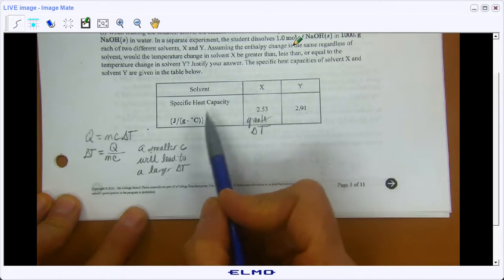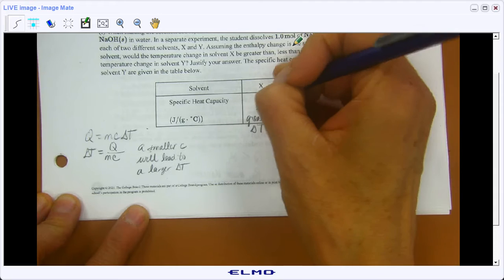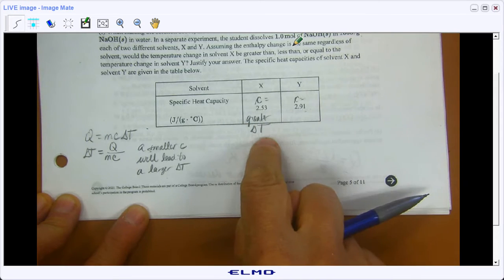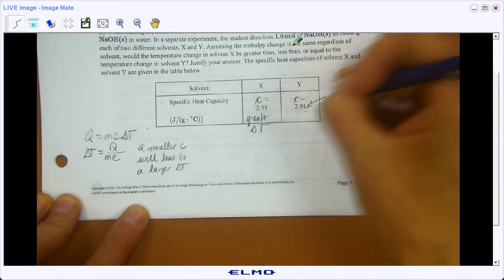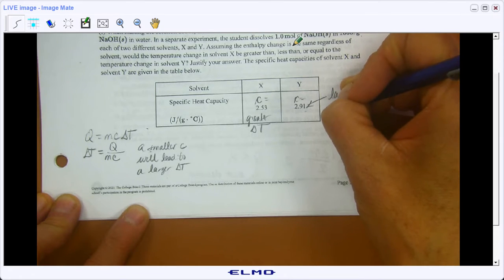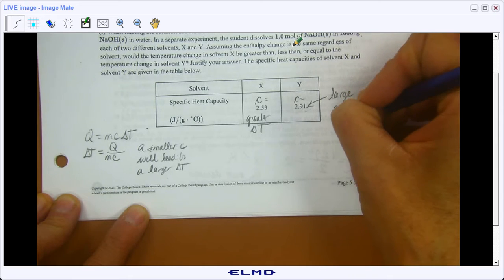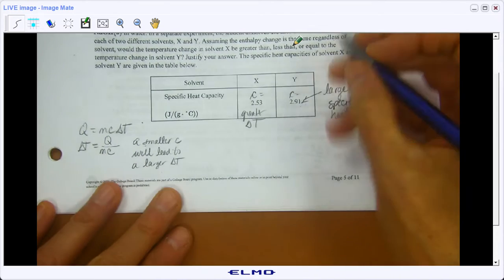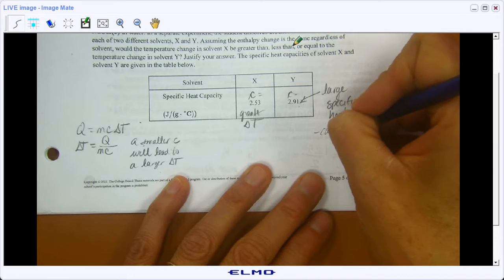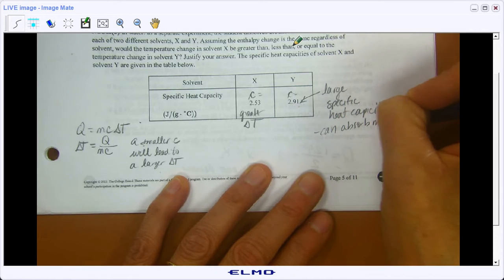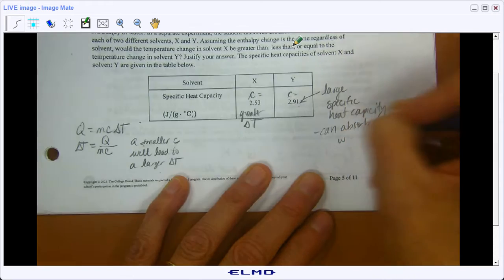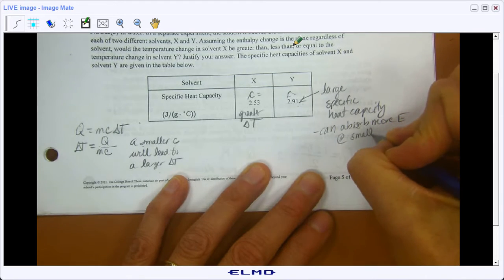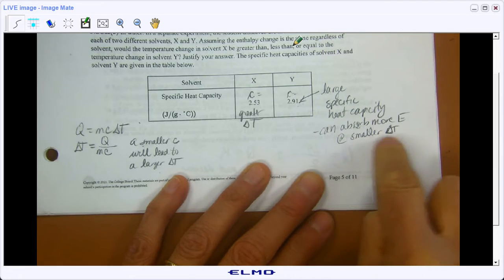Moving on. Okay, so remember, this is the lowercase c, and the larger the specific heat capacity, that's what this is called, the more heat it can absorb without changing temperature. It can absorb more energy and increase at a smaller delta T. So the same amount of energy, it'll have a smaller delta T.